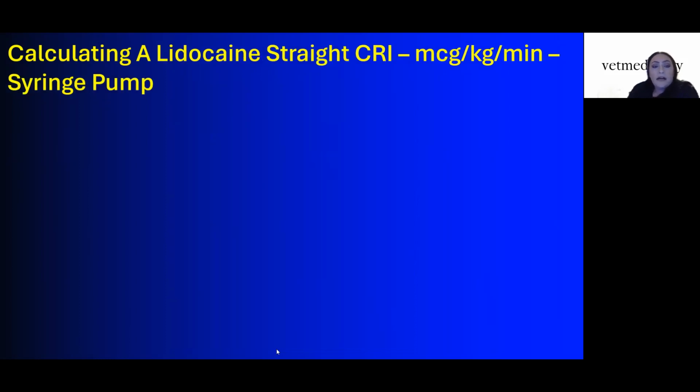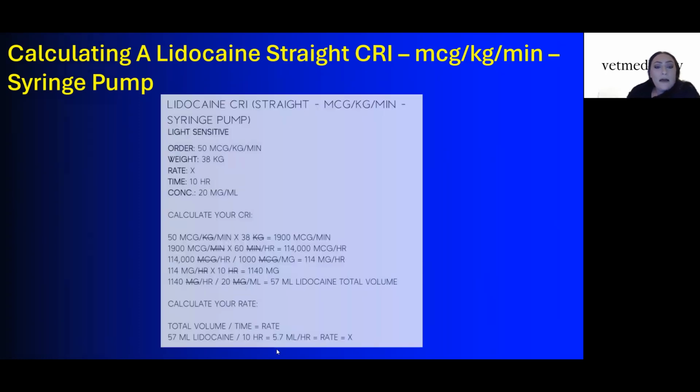All right, so calculating a lidocaine straight CRI in mics per kg per minute on a syringe pump. Again, light sensitive. Our order is 50 mics per kg per minute. The weight is 38 kgs. We don't know the rate yet. The time is going to be 10 hours, and the concentration of lidocaine is 2% or 20 mgs per mil. So we're going to calculate our CRI.